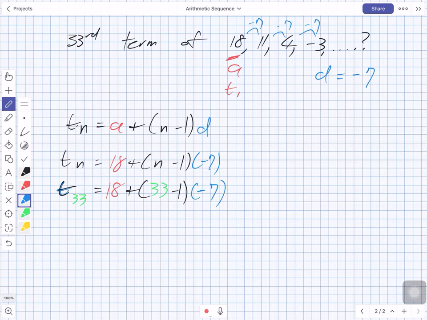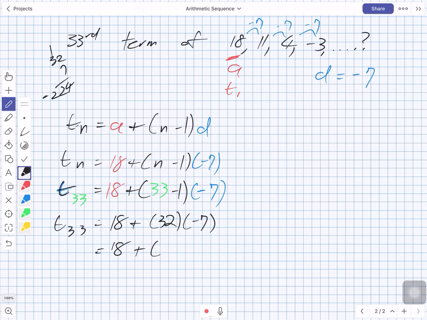Okay, let's figure this out. What's 33 minus 1? 32. So 18 plus 32 times -7. I'm going to quickly do that on the side here. 32 times 7 is 224, and it's a negative. So we have 18 plus -224. T at 33 is -206. Hey, very good. -206. Wonderful.